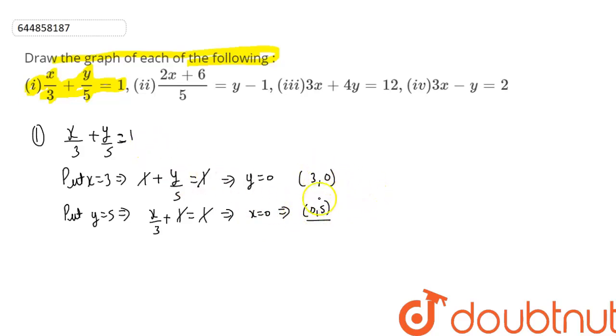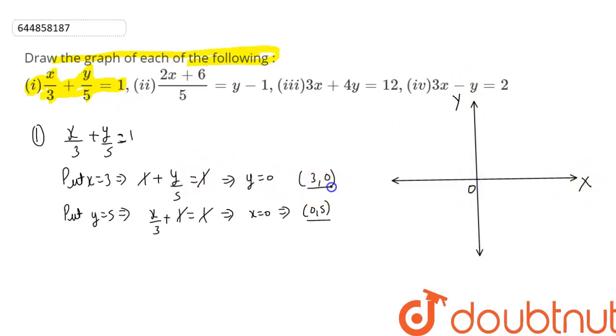Now since we have got the 2 points, we are going to plot the graph here. So let us say that here we have the graph like this. This is the x-axis, and here we have the y-axis like this. So let us name them. Here we have the origin O, this is x and this is y.